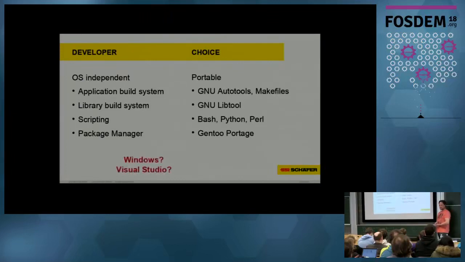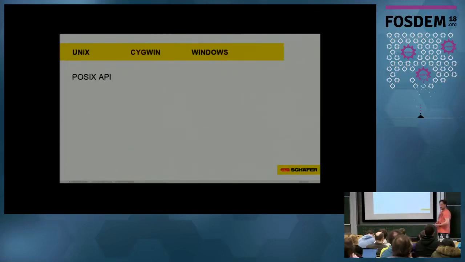But still, how does Windows apply here? Or the other way around, how to apply this choice to Windows and Visual Studio? Well, taking a step back, what's the problem with Windows actually? Looking at these build tools, the GNU tools, they do highly rely on the POSIX API. So let's have a look at the POSIX API.